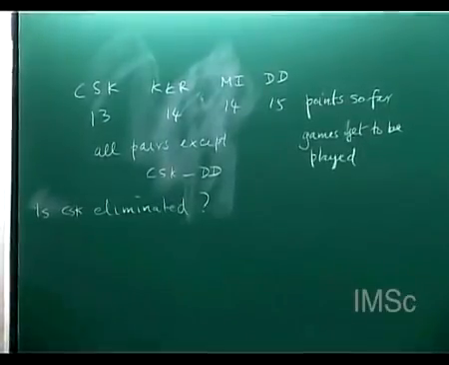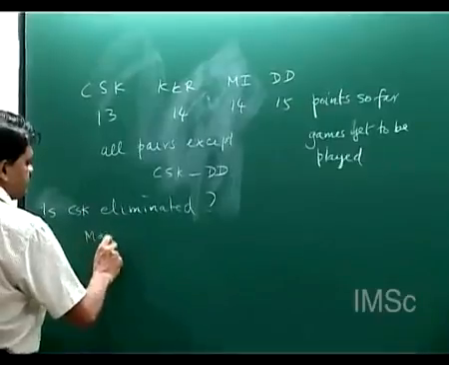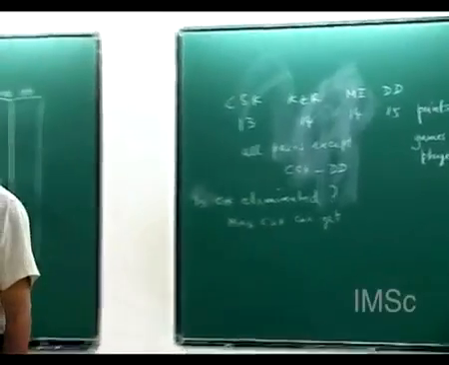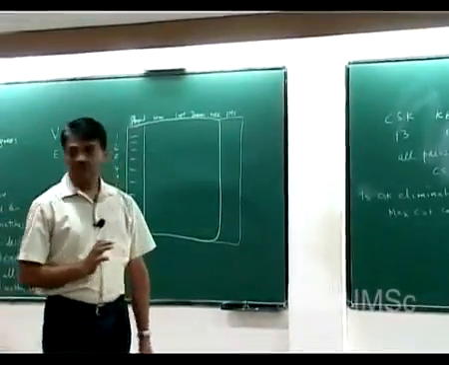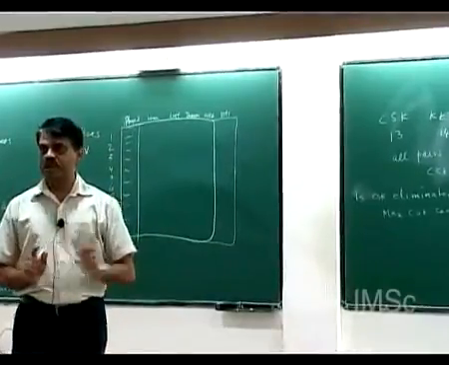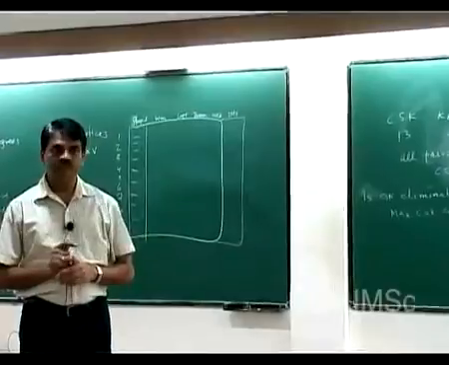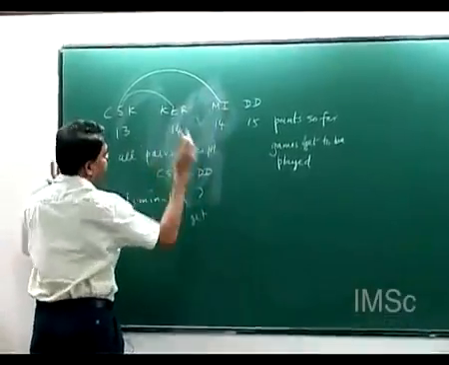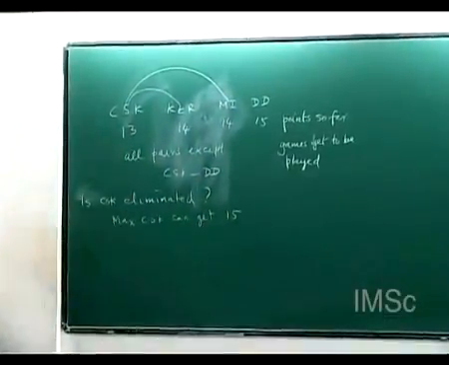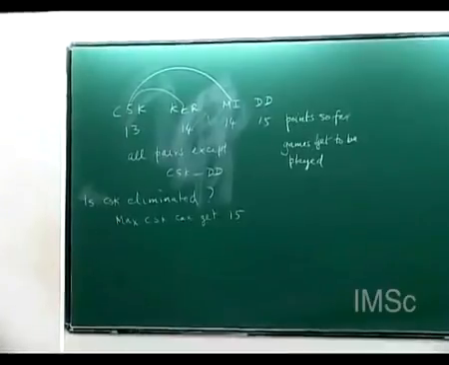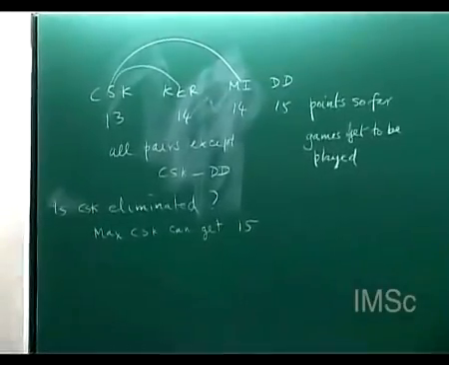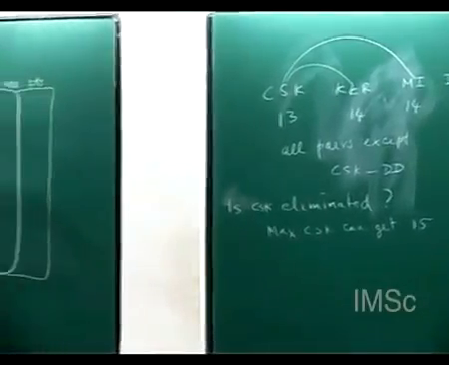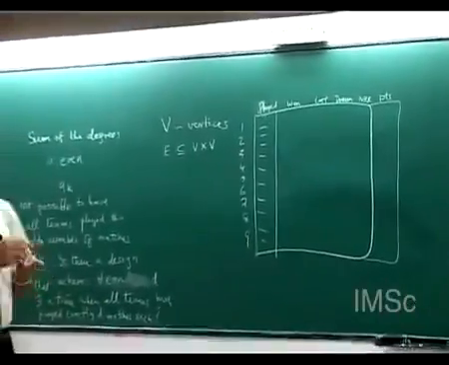Okay. What is the maximum CSK can get? 20. There is only one match between every pair left except CSK Delhi. 15 is what it can get, right, because it is going to play a match with KKR and Mumbai Indians, and if it wins both, it can get 15. My question is now, is it already eliminated? Assuming all the outcomes are favorable to CSK going forward, is there a chance, or is anybody else going to get 16 or more?